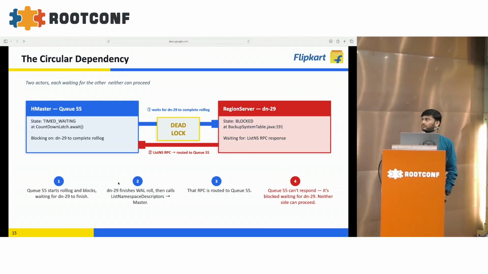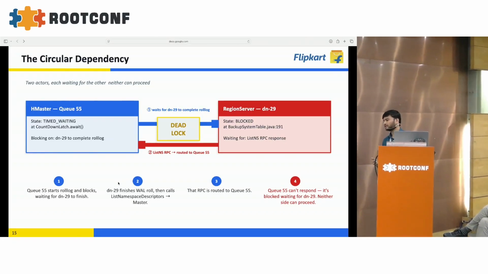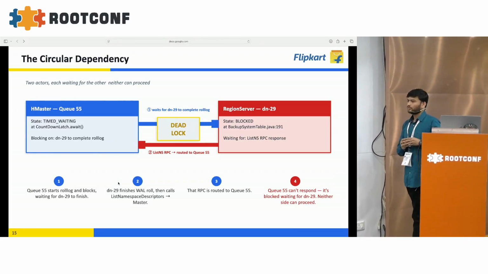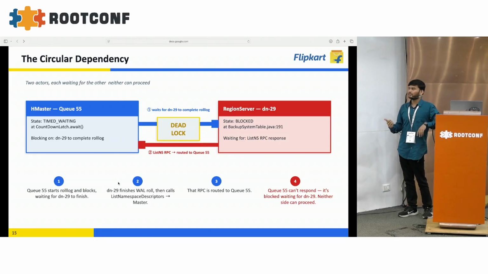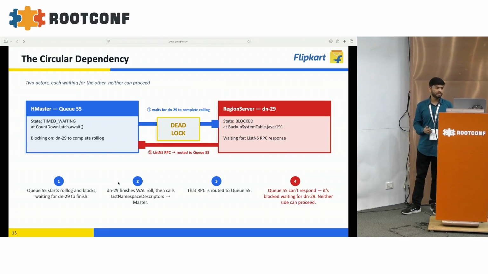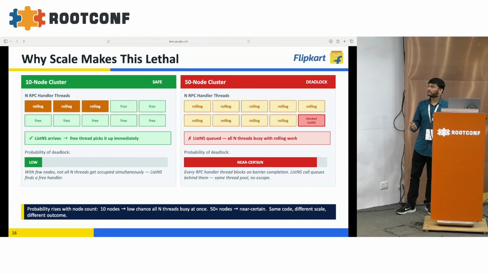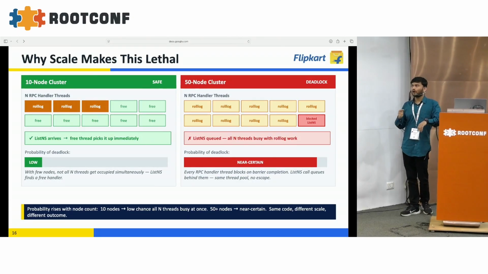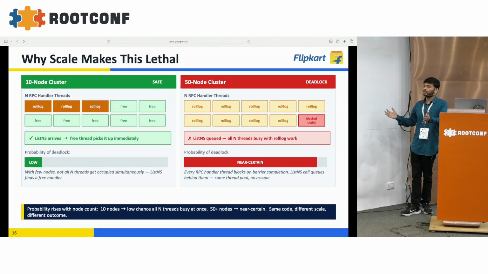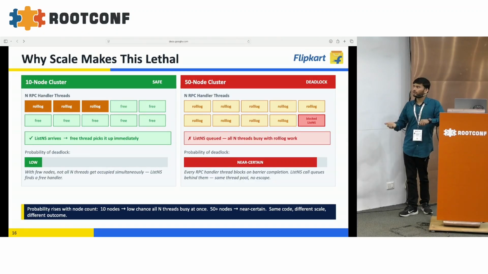But the next question that came to our mind: why should it not happen on a lower scale? If it is happening on 50 plus data nodes, the same thing can happen on 10 data nodes as well, right? Why is it not happening? So why does the scale matter here? Scale matters because it is about how many threads you are allocating, based on how many worker nodes on which you are going to execute the task.